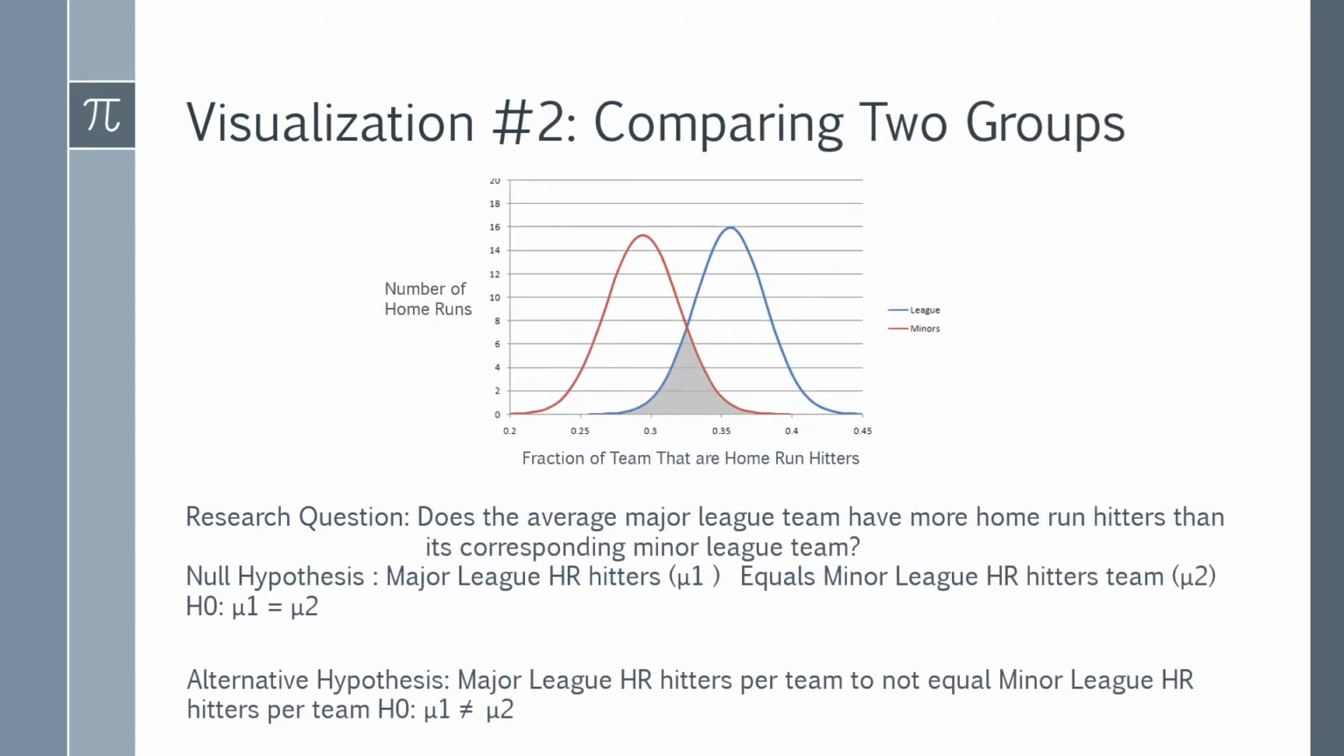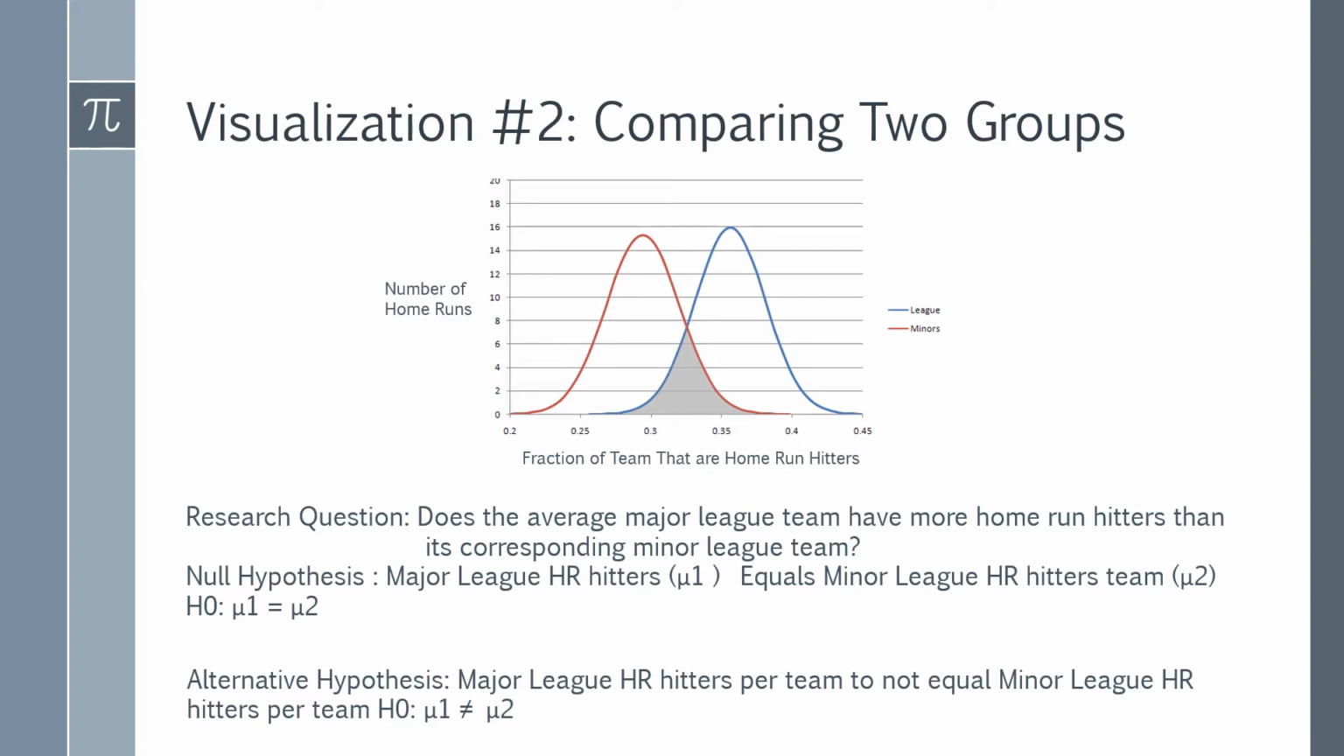Here in visualization 2, we're comparing two groups, and they are the major league team and the minor league team. As you can see, we have the number of home runs on the x-axis, and on the y-axis is the fraction of the team that are home run hitters. The minor league bell curve is in red, and the blue is for the major league.